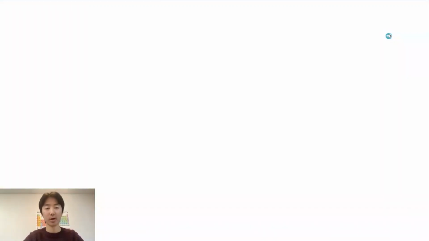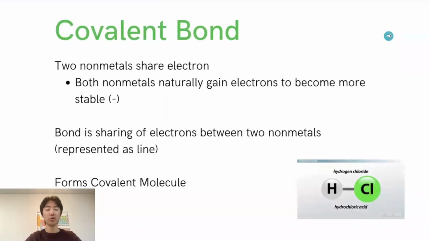Next, we have covalent bonds. A covalent bond is when two nonmetals, because by nature they both want to gain electrons and become more stable, share electrons, and the bond is created by the sharing of that electron. For example, if we have hydrochloric acid, as in the diagram in the bottom right, the hydrogen and the chlorine both naturally want to gain an electron and become more stable. So they share that electron with this bond over here, and it creates a covalent molecule, right?